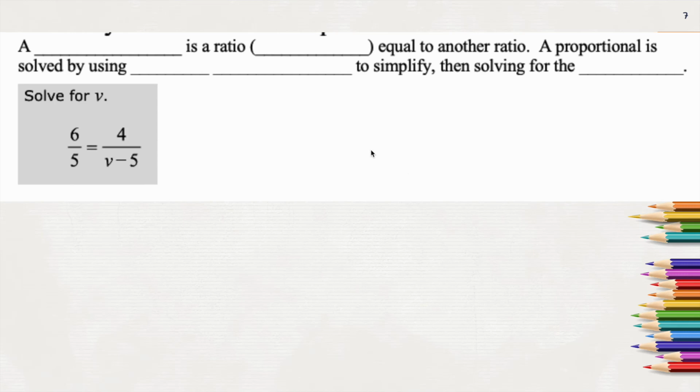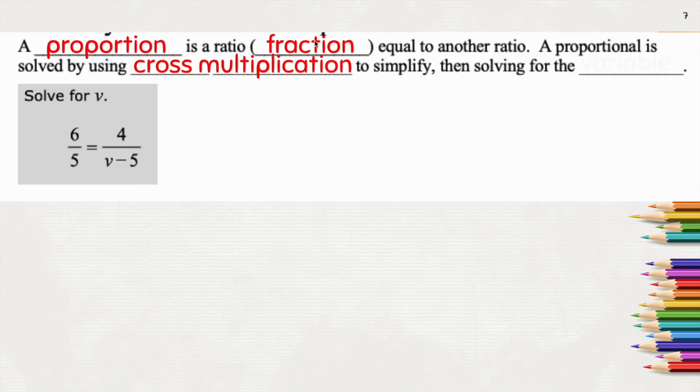Right, so we're going to continue with rational equations now. We're going to move on to a proportion. A proportion is a ratio, which is another name for a fraction, that's equal to another ratio. A proportion is solved by using cross multiplication to simplify it and then solving for that variable.